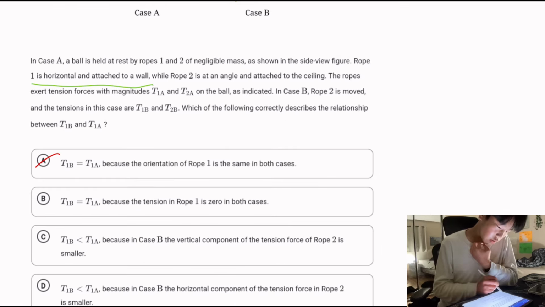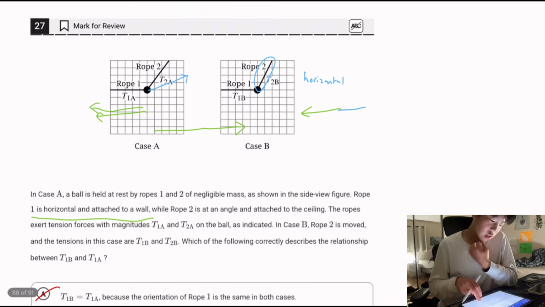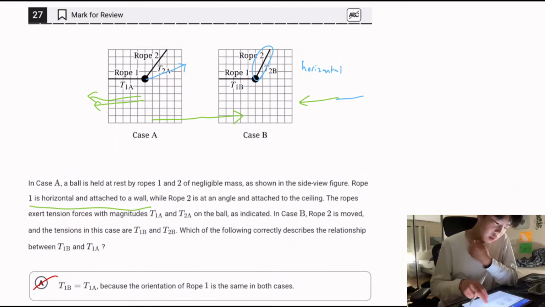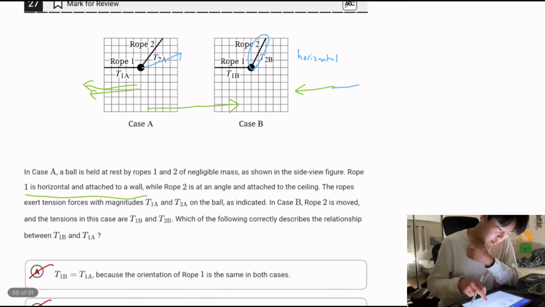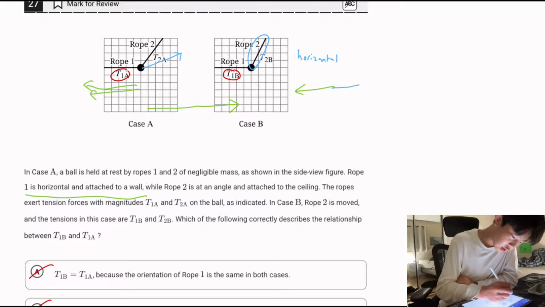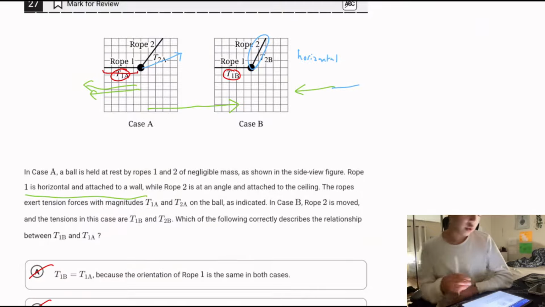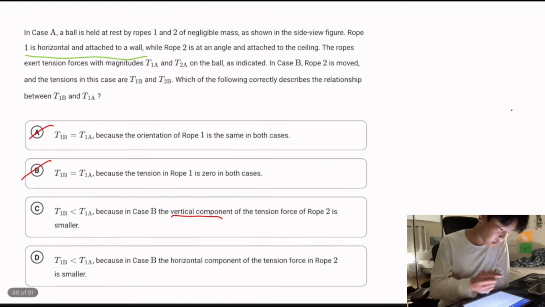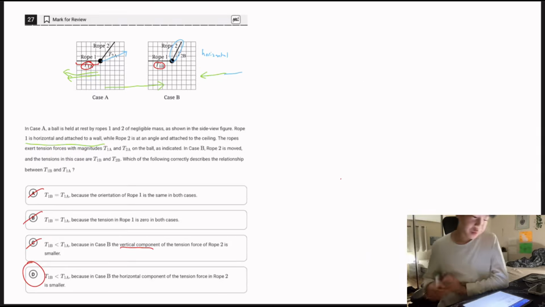Is it 0? No, it's not. Is it because it's the vertical? The vertical component has nothing to do with this in this situation, because you're focusing on these two, right? And this is a horizontal component, right? It doesn't really care about the vertical component. It cares more about the horizontal component, which means it's D.